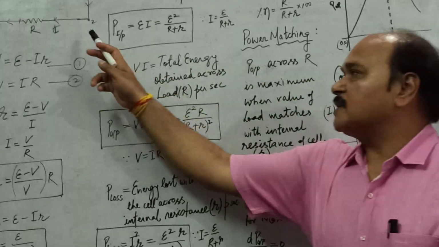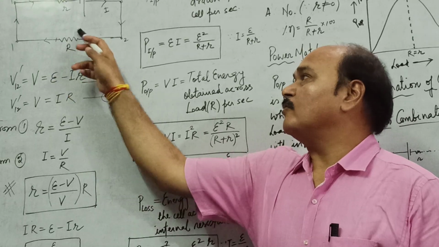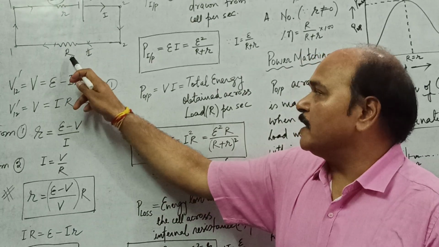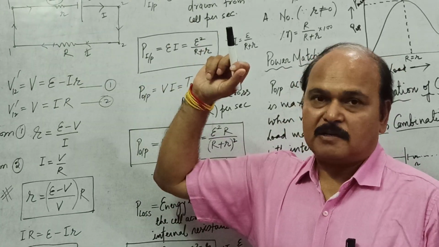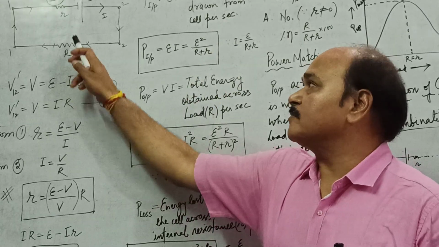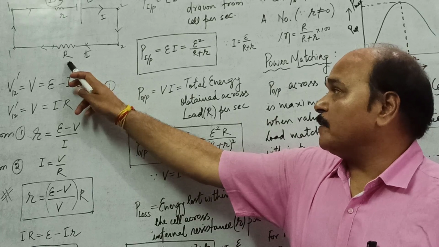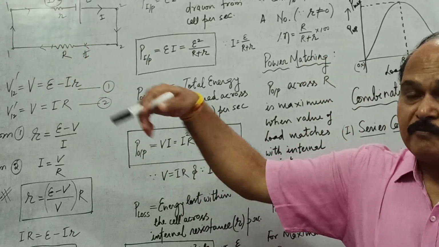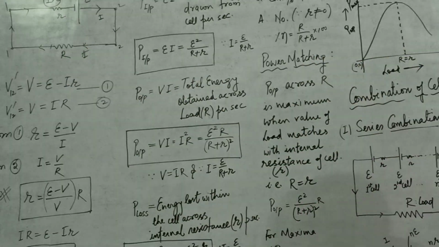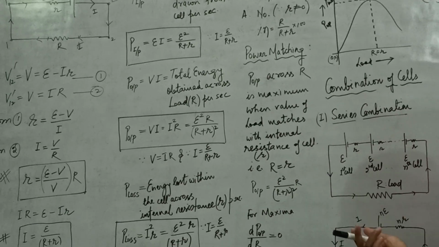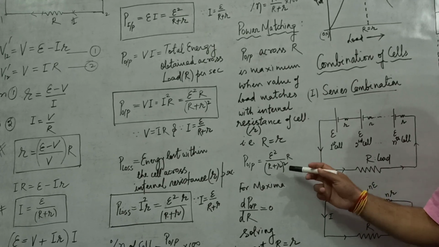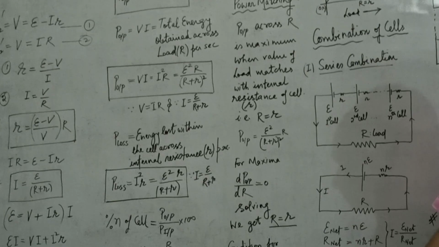So the condition is what? We obtain maximum power across the load only when the value of load matches with the internal resistance of the cell. So when capital R becomes equal to small r, this is the condition for power matching. When capital R becomes equal to small r, the value of power obtained across the load is maximum. Why is it so? For that you can work out this mathematics.